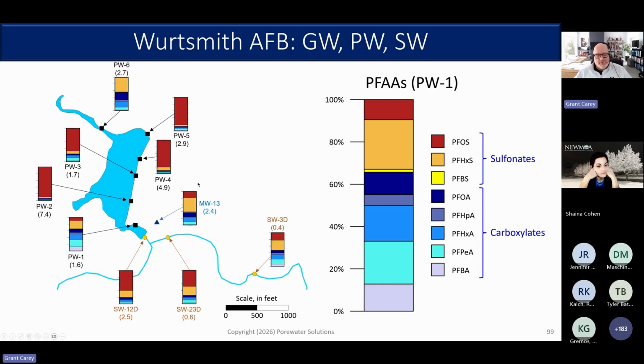And then if we add in the surface water, you can see directly down gradient of the pond, surface water is kind of a mix between the two signatures. And as you go downstream, it looks more and more like the groundwater up here. So that's just something that might indicate a connection between groundwater and surface water, but you need to look at that more closely. So just another example of how stack bars can be used for forensics and fingerprinting.